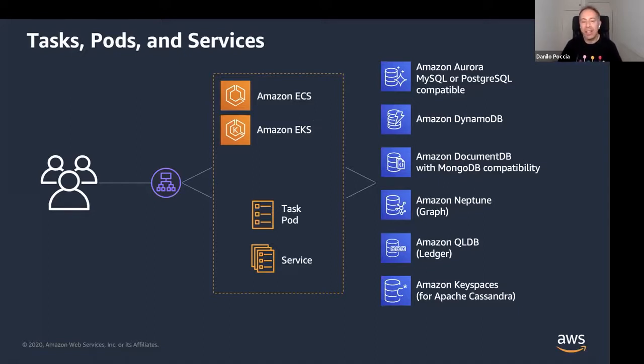And this is called a task with ECS or a pod with Kubernetes. And normally you aggregate these tasks and pods into a service that also contains information on availability and how the traffic should be distributed across the multiple tasks and pods. But still, you have to manage servers to run these containers.